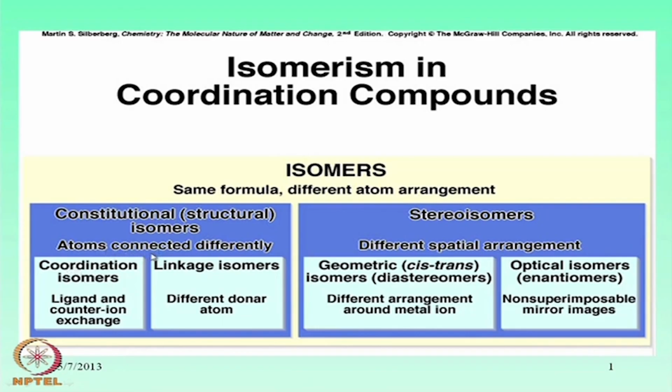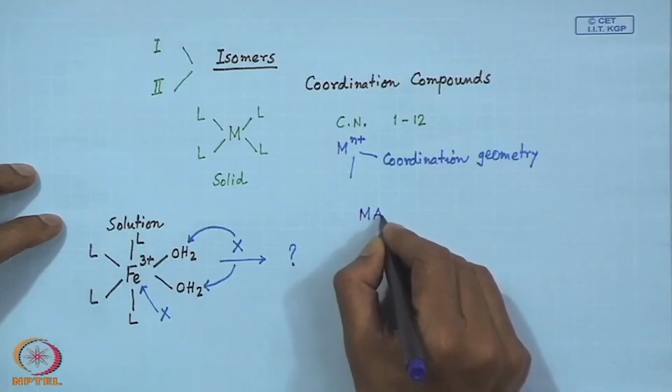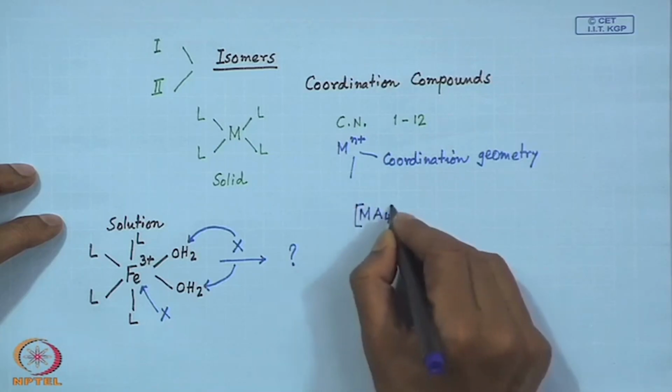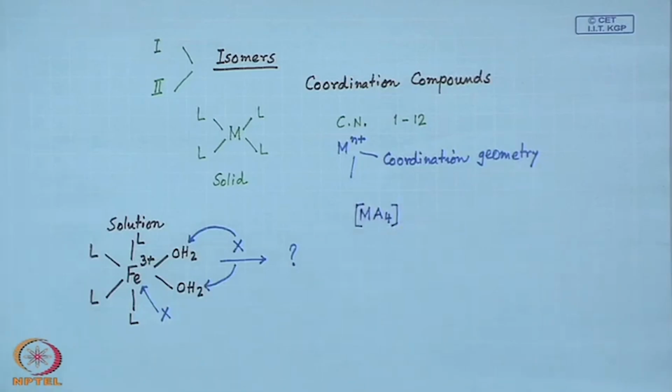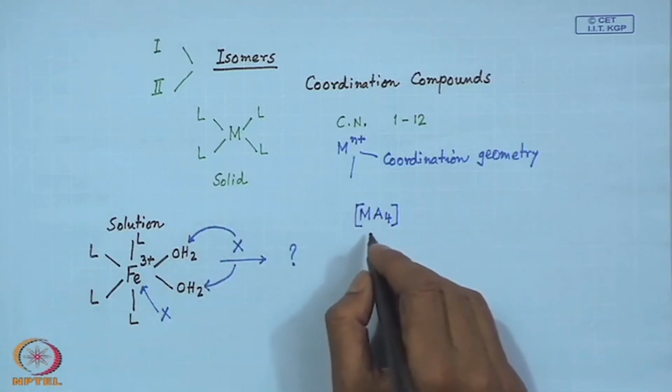So in the first case, when the atoms are connected differently, that means different atom arrangement, we get the coordination isomers, and the coordination isomers has the very basic definition that it is related to the formation of the coordination compound itself, that when ligand and the counter ion basically exchange, we get the corresponding coordination isomers. So if we have an MA4 species over there, that means all 4 ligands which are there can be A instead of L, that means it can be a tetrahedral or it can be a square planar geometry.